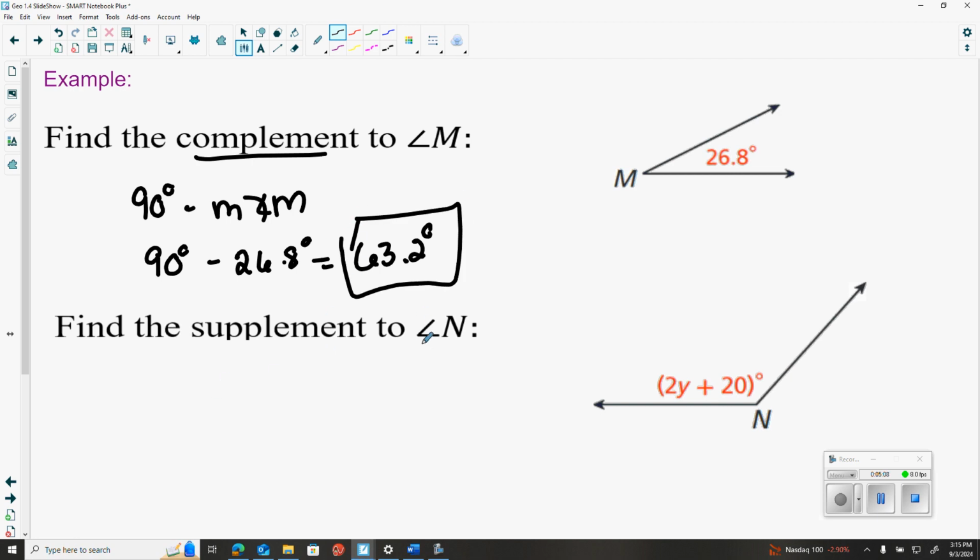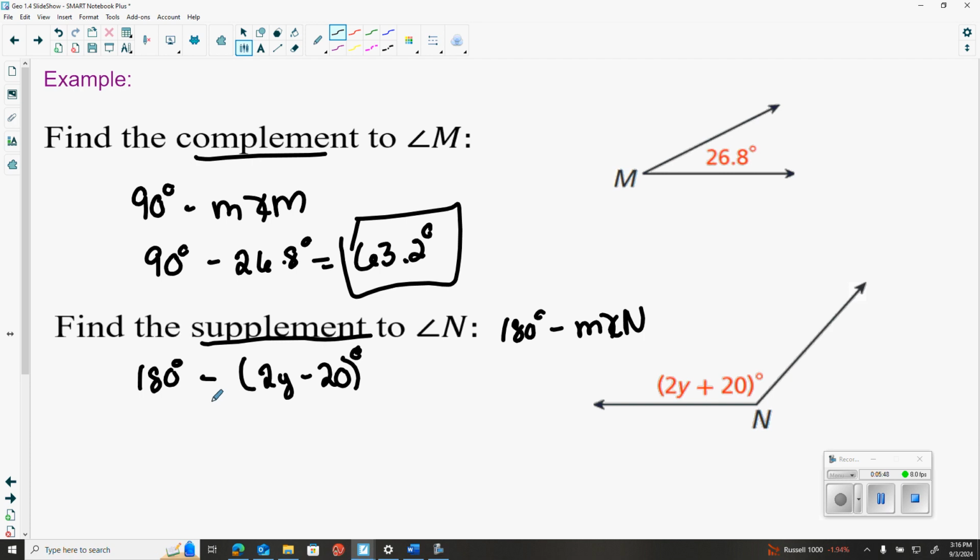Okay, now finding the supplement to angle N, and we are given that angle N is 2y plus 20. All right, so we can actually come up with an expression. I know we don't know what the measure of angle N is, but we can still come up with an algebraic expression. So now, be careful, I'm trying to find the supplement. Now we're finding two angles that add up to 180 degrees. So to find the supplement, I'm going to take 180 degrees and subtract my 2y plus 20 degrees. I should have written an algebraic one first. I'm sorry, it should have been 180 minus the measure of angle N.